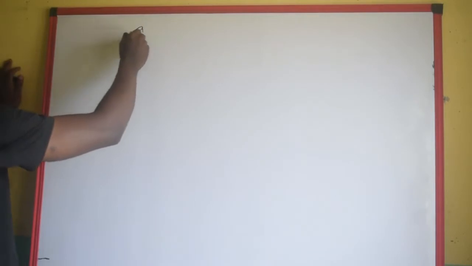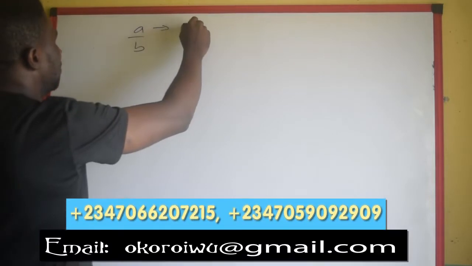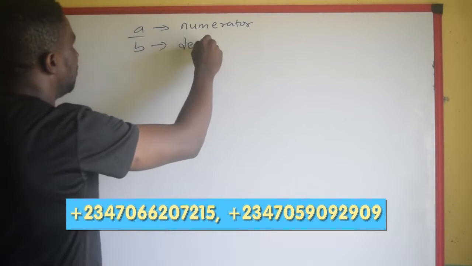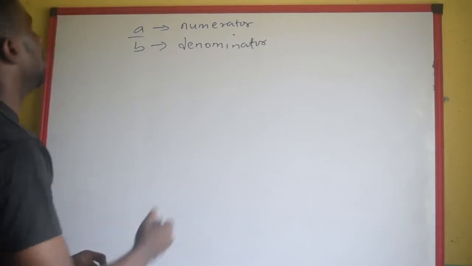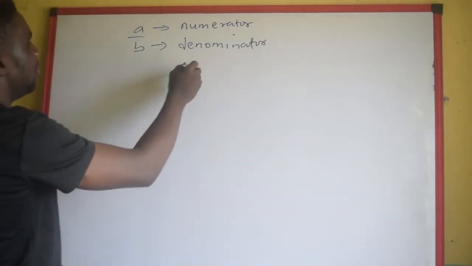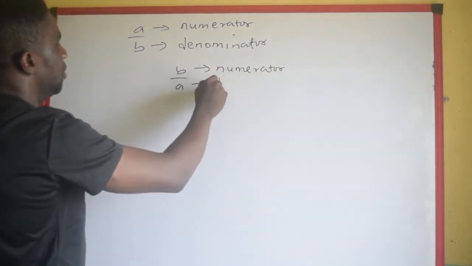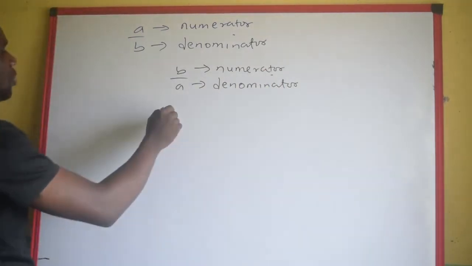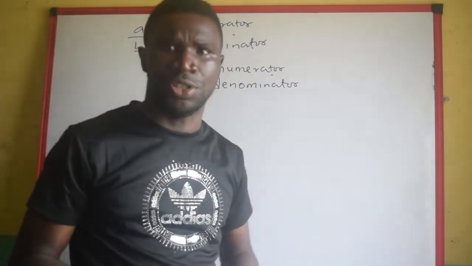The truth is, if I should come here and write a over b, this a over b is a fraction. The one on top is the numerator, and the one below is the denominator. So, even if I like, I can write it b over a. If I write b over a, this becomes the numerator, this becomes the denominator. Now when I give you 4 over 2, the 4 is the numerator, 2 is the denominator.